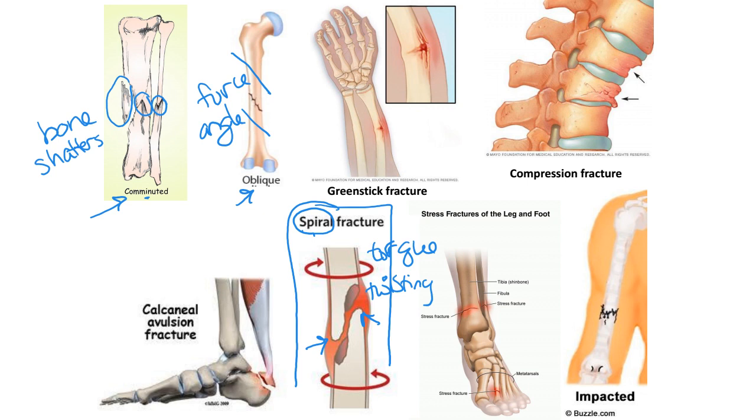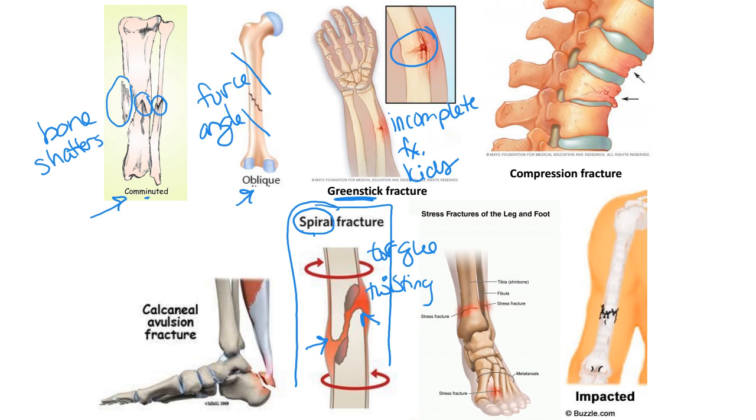The third one across the top here is this green stick fracture. If you'll notice with the green stick fracture, it doesn't go all the way across the bone. It is what would be considered an incomplete fracture. And these are more common in children or in kids because their bones are more flexible.